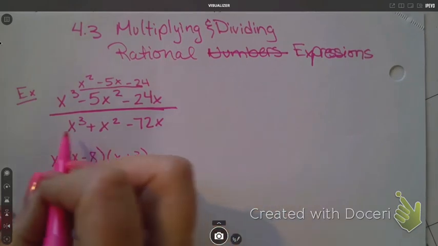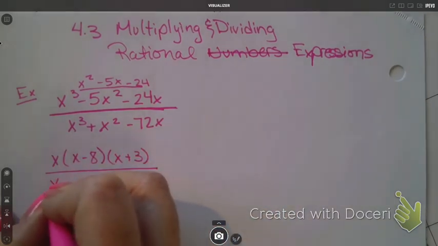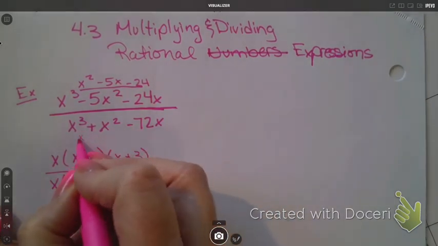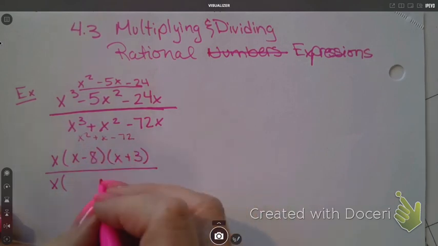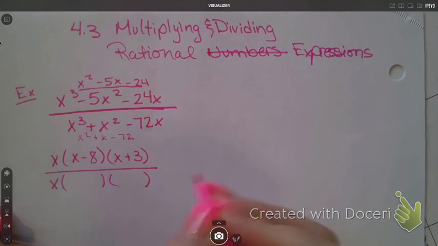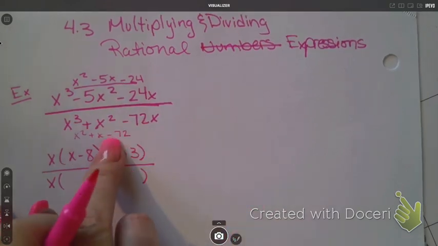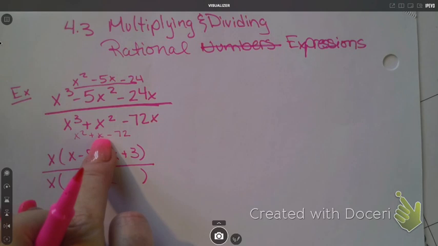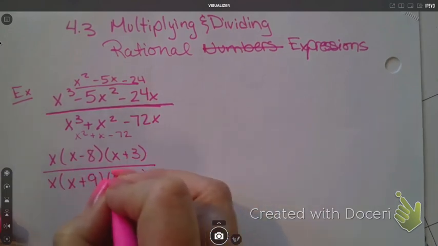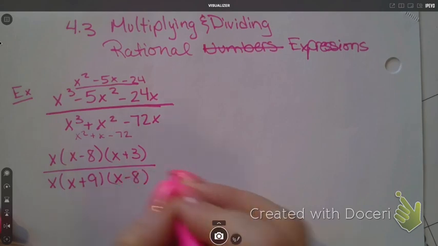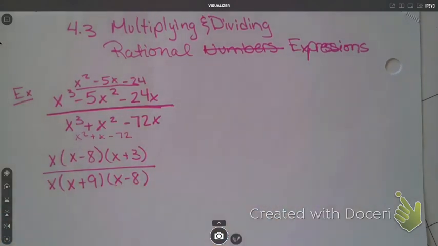So now the denominator, I could also factor out an X, yes? And that would be X squared plus X minus 72. Can I factor that? Factors of 72 that have a difference of 1: 8 and 9. The 9's positive. Okay, so I've factored them both completely.